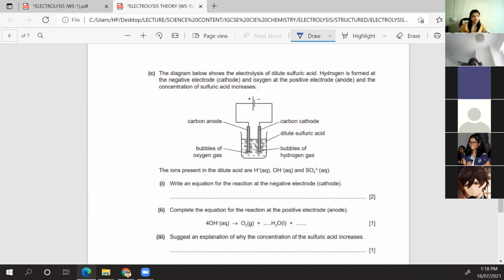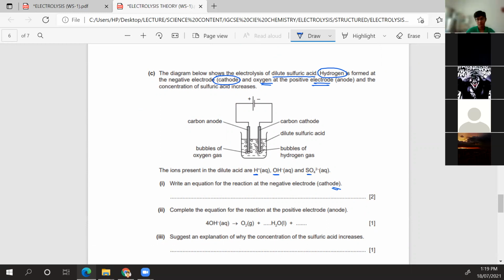The C part. The diagram below shows the electrolysis of dilute sulfuric acid. Hydrogen is formed at negative electrode, and oxygen at positive electrode. And the concentration of sulfuric acid increases. The diagram is given. The ions present in dilute acid are H+, OH-, and SO4 2-. Write an equation for the reaction at cathode. 2-mark question. So who will answer this? Alia? Yes, miss. Should I annotate it or? No, you can just tell. You can tell me. Okay, miss.